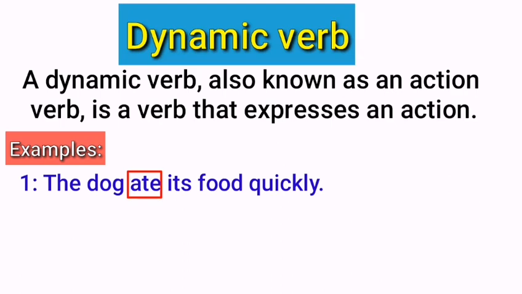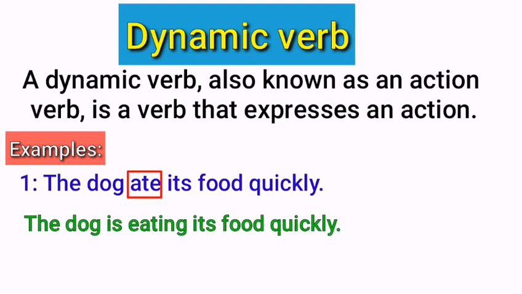There must be a question in your mind: why is it classified into this group? The answer is, a dynamic verb can be used in continuous tenses or progressive tenses. Simply, you can convert this verb into continuous tense, and a stative verb cannot be used in continuous tenses. Like, the dog is eating its food quickly. You can see, a dynamic verb, eat, can be used in progressive tenses. While on the other hand, a stative verb cannot be used in progressive tenses.